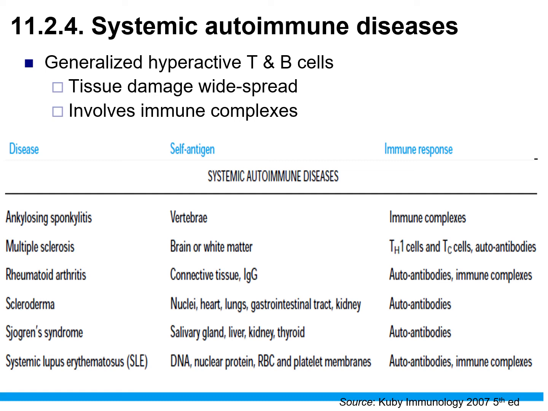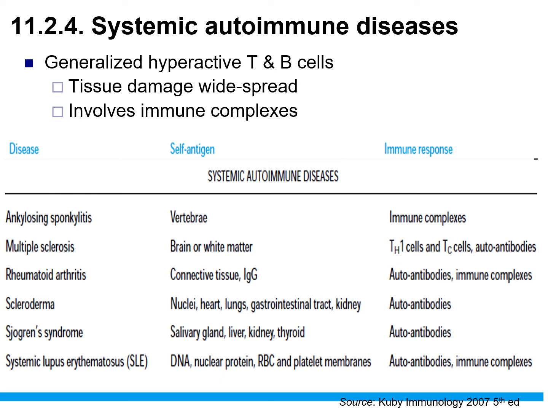ankylosing spondylitis affecting the vertebrae, multiple sclerosis affecting the brain or the white matter. Most of the time we say that this affects the covering of the myelinated nerve cells. So myelin, demyelination. Rheumatoid arthritis, so if it affects the connective tissues and the IgG.